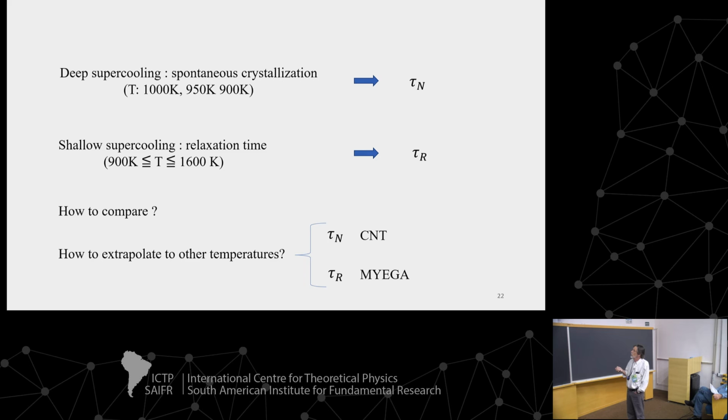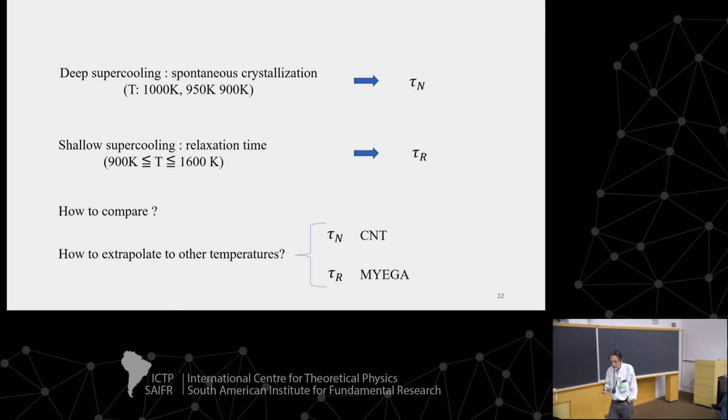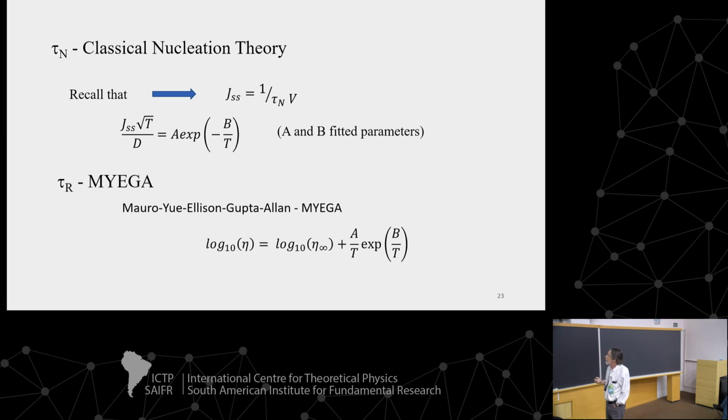For tau n, we use the classical nucleation theory. You say that the classical nucleation theory can describe the very deep supercooling regime. And for the relaxation time, you use one expression called MYEGA, which is the name for the persons who proposed the dependence of the viscosity as a function of temperature: Mauro, Yue, Ellison, Gupta, Allan, MYEGA, which is given by this expression here. So in tau n, we say the steady-state crystallization is given by this expression in classical nucleation theory, so I can fit A and B with my results, and for tau r, I can use the expression from MYEGA using the viscosity.